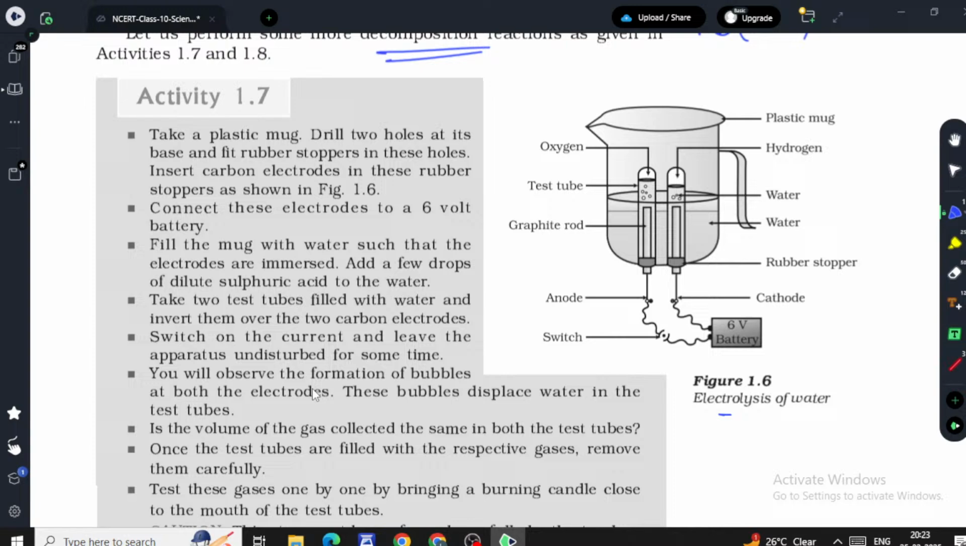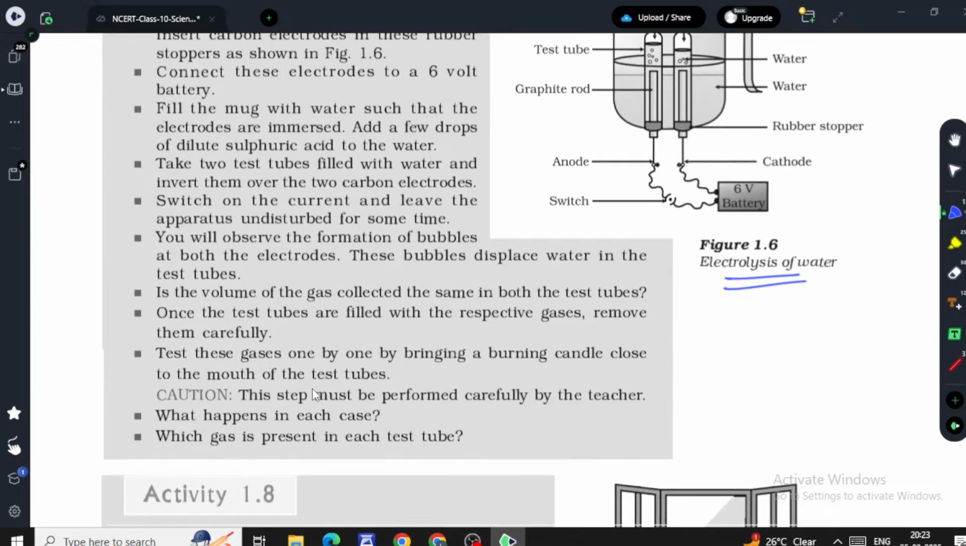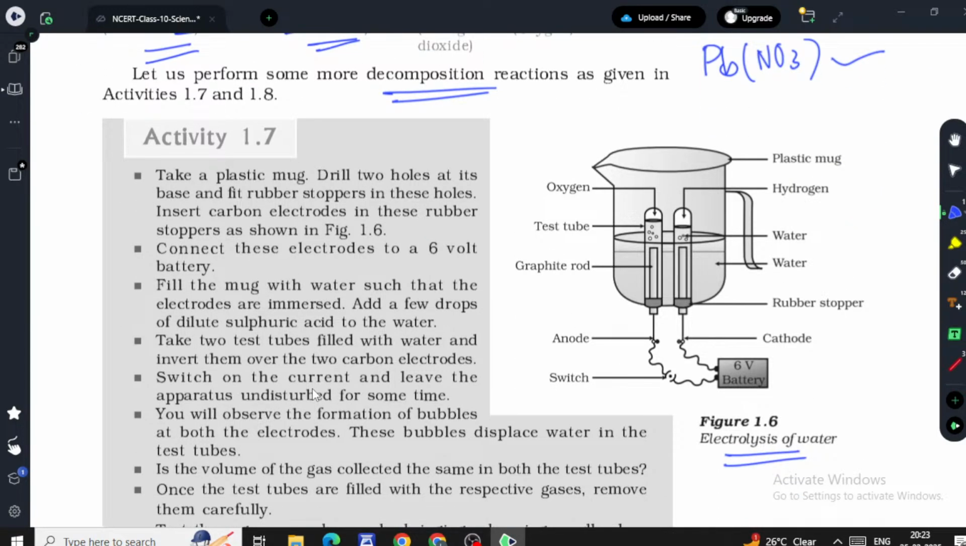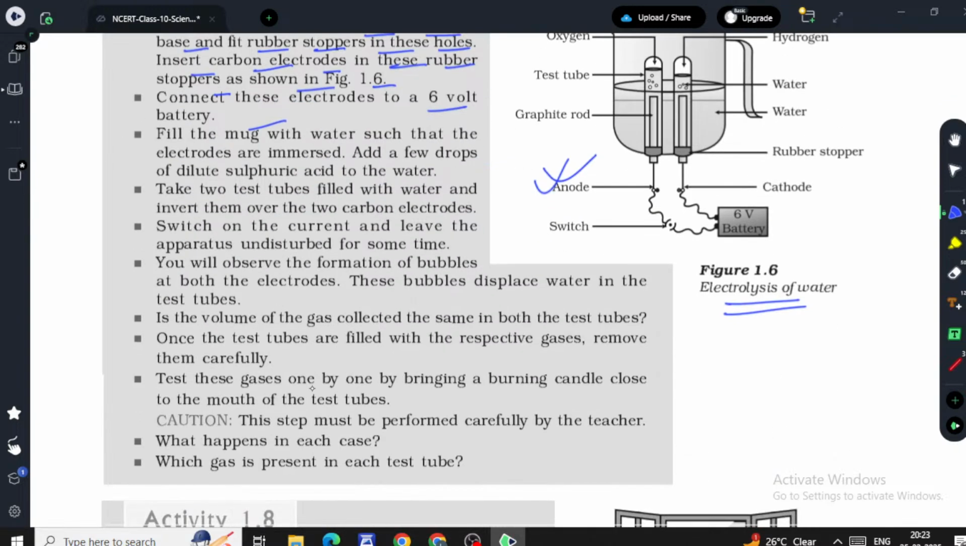This is the electrolysis of water. It converts into hydrogen and oxygen. Activity 1.7: take a plastic mug, drill 2 holes at its base and fit rubber stoppers in these holes. Insert carbon electrodes in these rubber stoppers as shown in figure 1.6. Connect these electrodes to a 6-volt battery. Fill the mug with water such that the electrodes are immersed. Add a few drops of dilute sulfuric acid to the water. Take 2 test tubes filled with water and invert them over the 2 carbon electrodes.